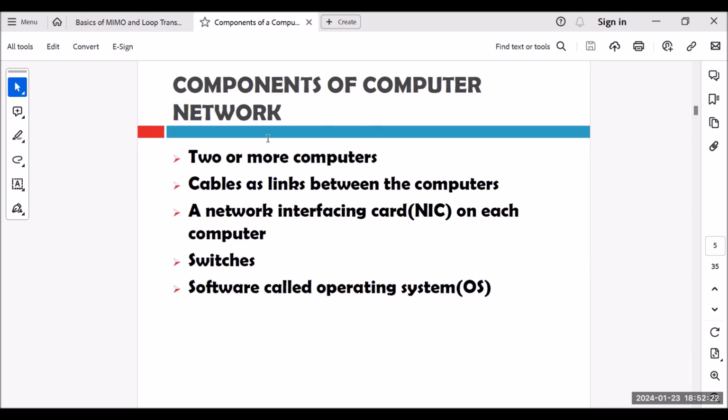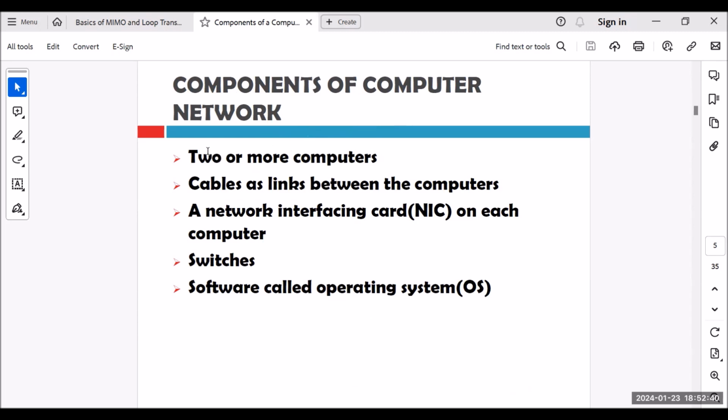Components of a computer network: two or more computers, cables as links between the computers. We have a network interface card on each computer. We have switches, and we have software that is called the operating system. All of these things are necessary in order to make a reliable computer network.